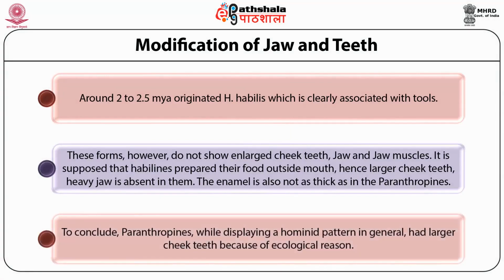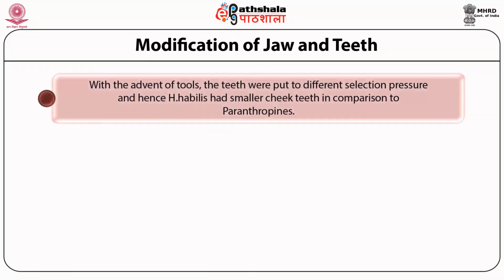To conclude, paranthropines, while displaying a hominid pattern in general, have larger cheek teeth because of an ecological reason, like the spread of savanna grassland over a larger portion of the earth that led to a change in the dietary pattern of the existing hominid group. With the advent of tools, the teeth were put under different selection pressure, and therefore Homo habilis has smaller cheek teeth in comparison to paranthropines.